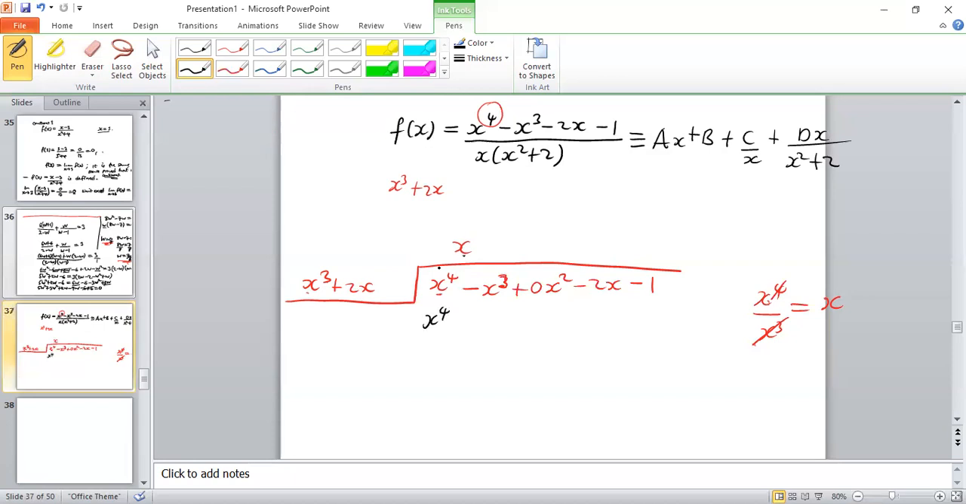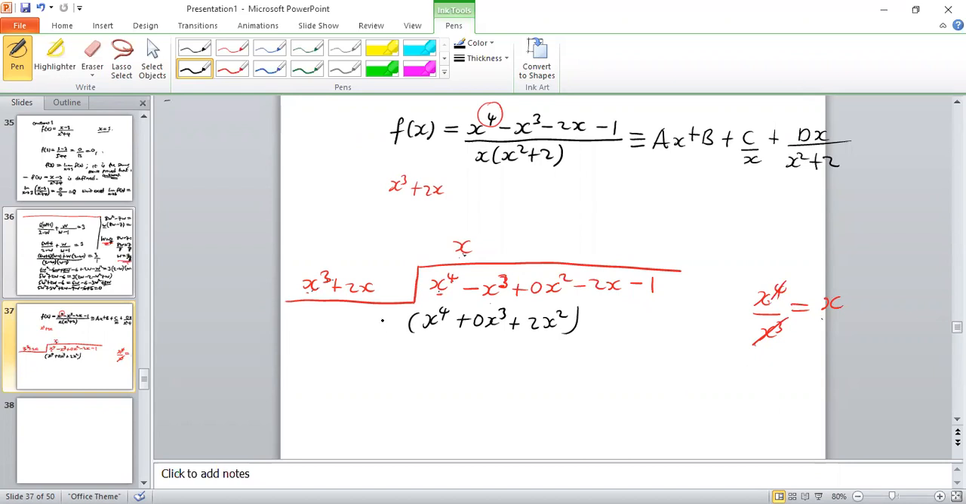Then x times 2x will give us 2x squared. You can't put it where there is x cubed, you put it where there is x squared. So after dividing x to the power 4 by x to the power 3 to get x, which you write on top, you say x times x to the power 3 gives x to the power 4. Then here we have 0x cubed, like that.